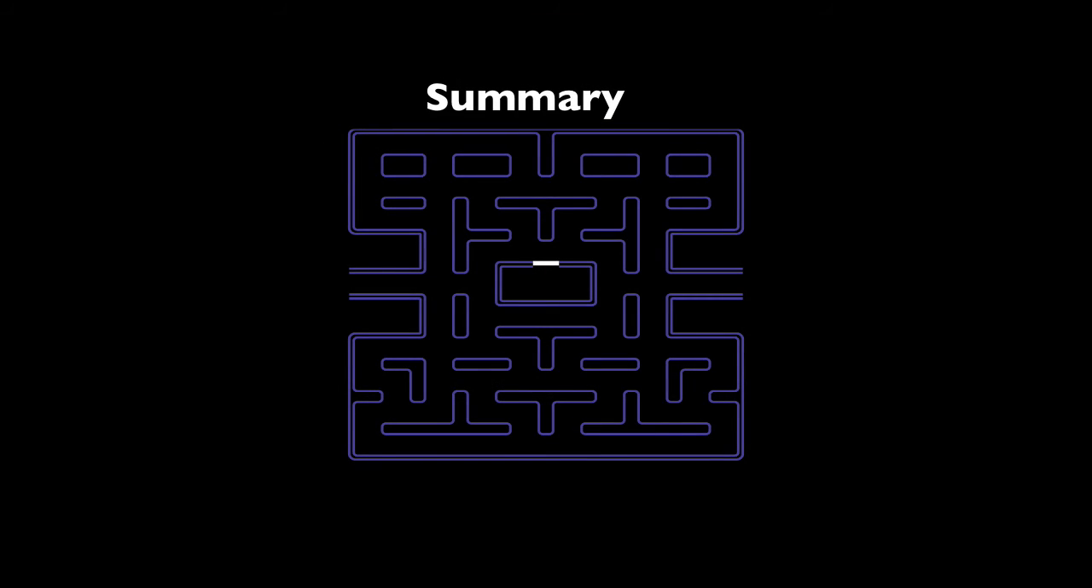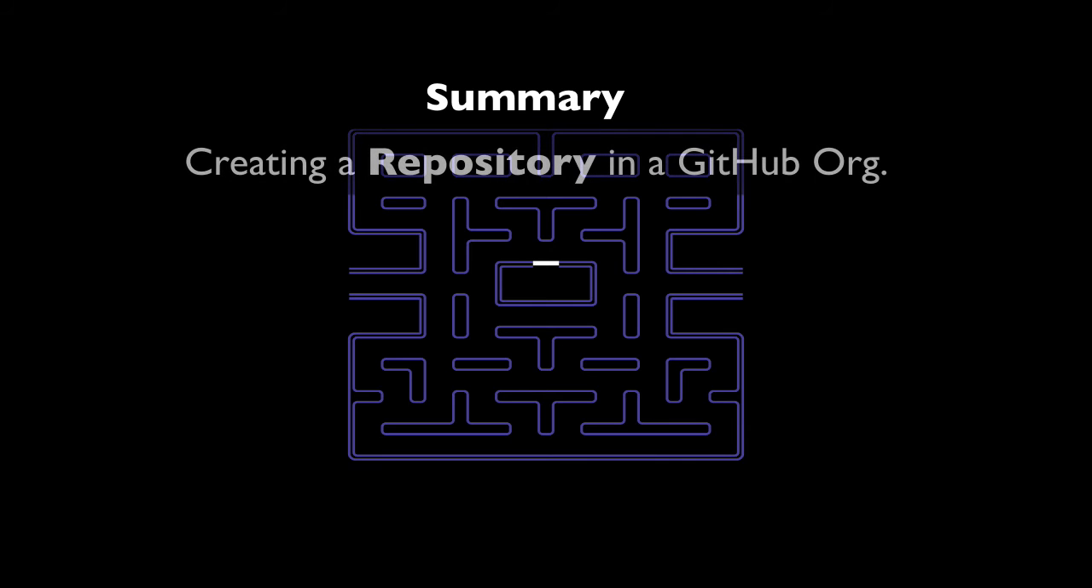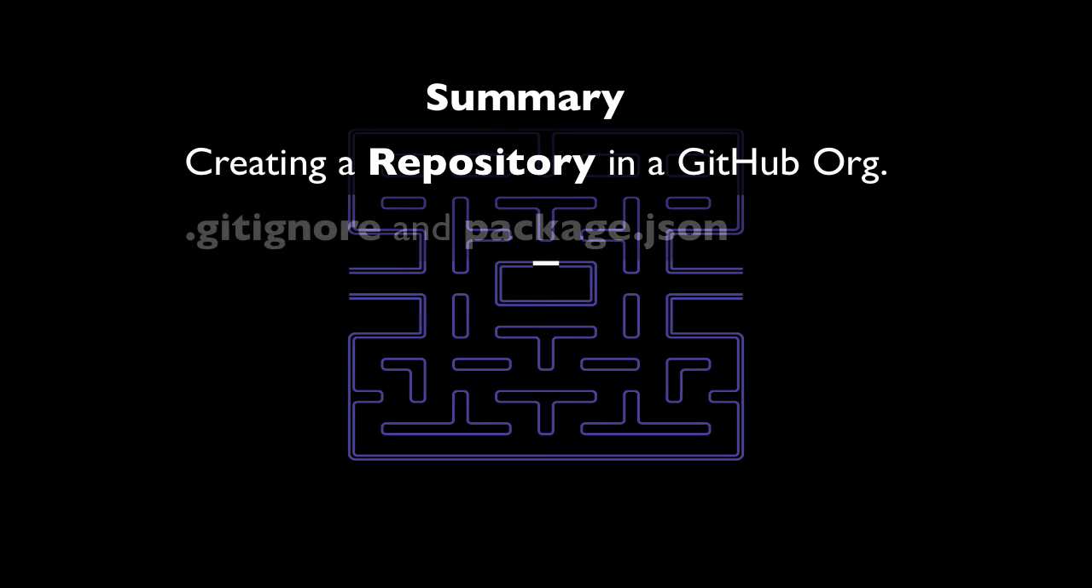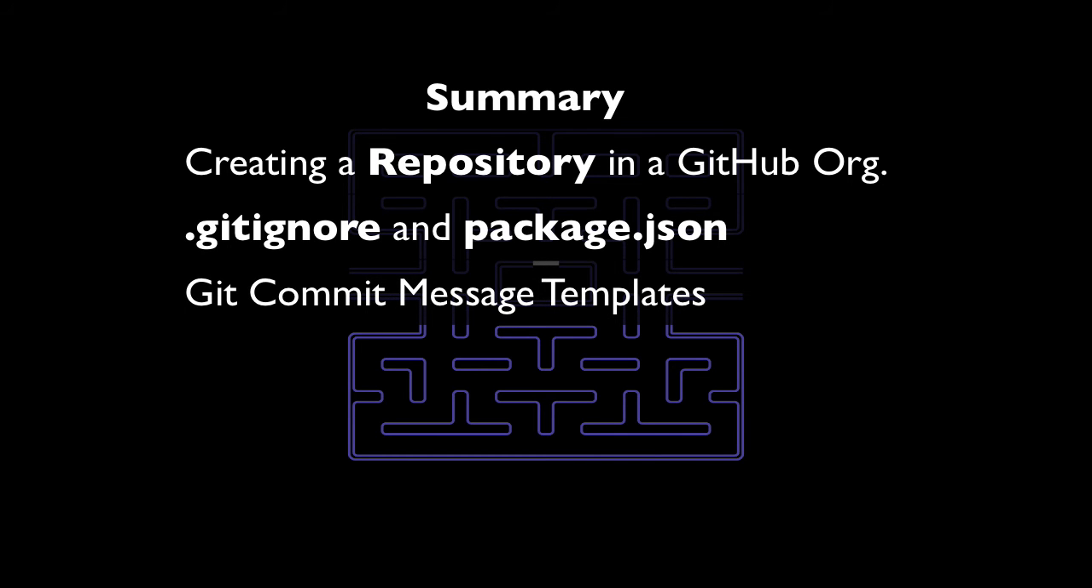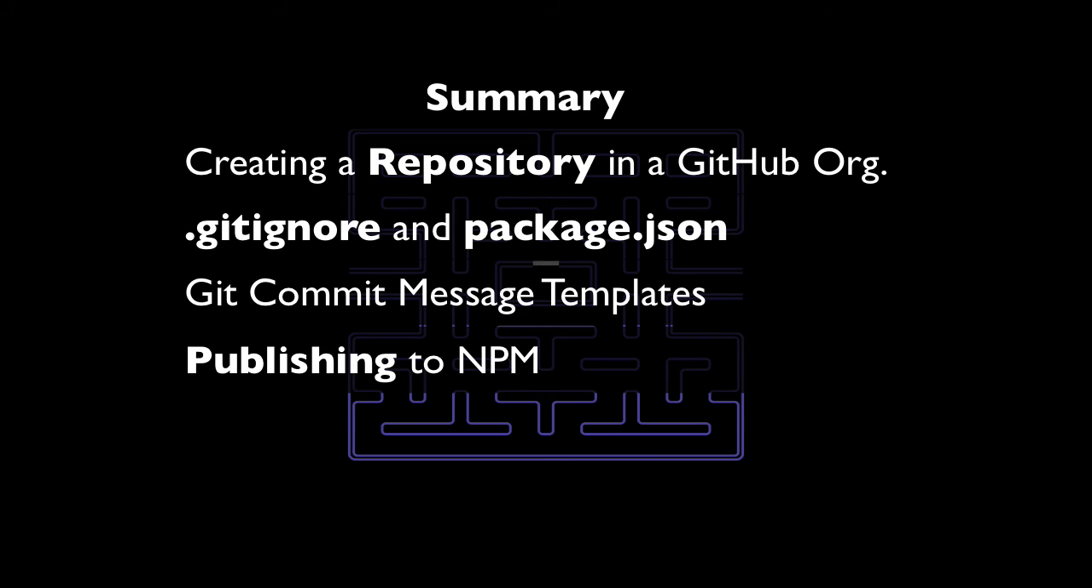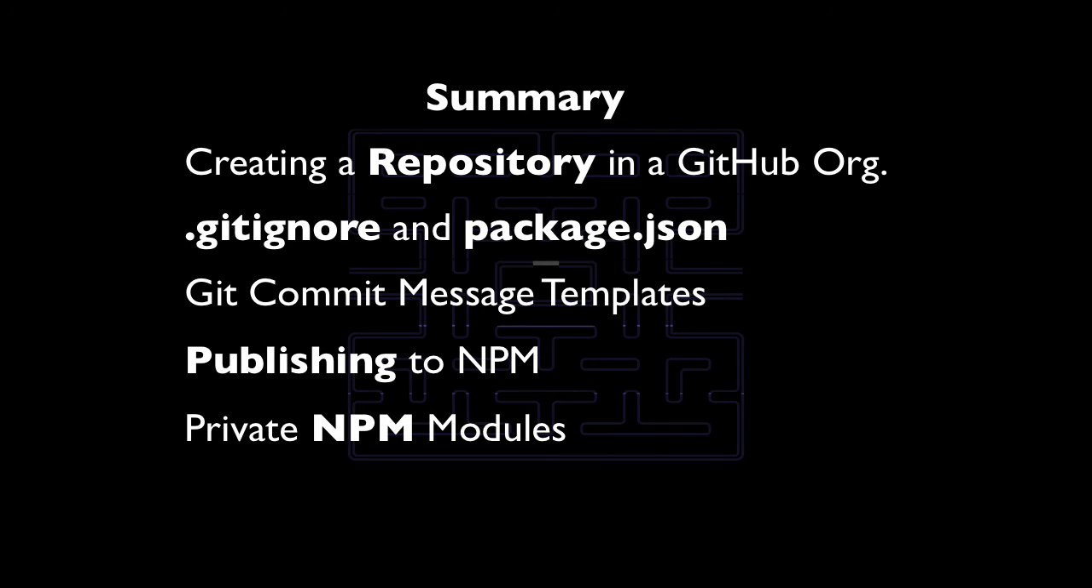So let's wrap up what we have learned so far. We have created a GitHub organization and a repository in that organization. We modified our gitignore and package.json files. We have learned how to create useful and productive commit messages by using git commit message templates. And then we published our stuff to Npm. And we also learned about how we can publish a private module to Npm.